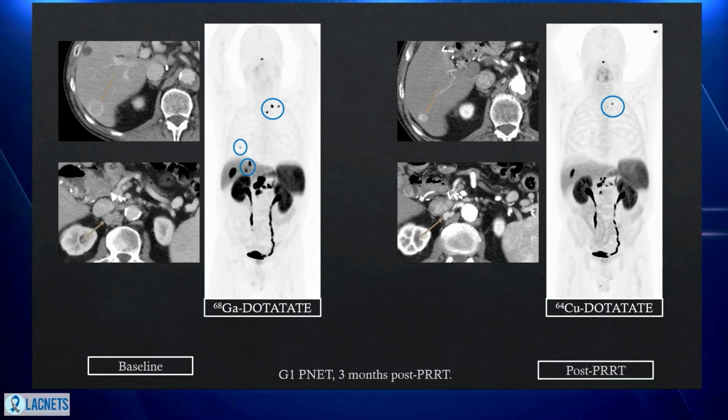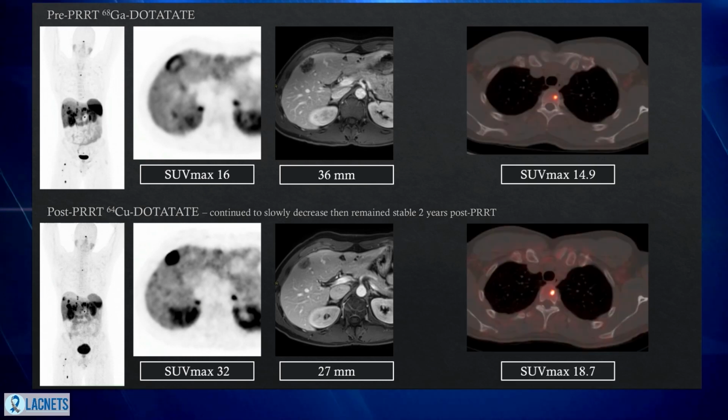This is another case, pancreatic neuroendocrine tumor, and also we see a good response on the post-therapy scan. Many lesions on PET have disappeared, and on the CT, the lesion in the liver and the retroperitoneal nodes have also decreased in size. So that's a good response.